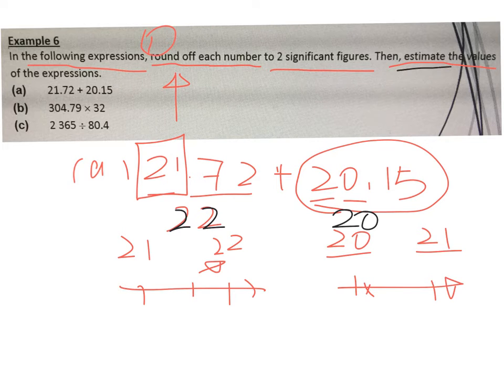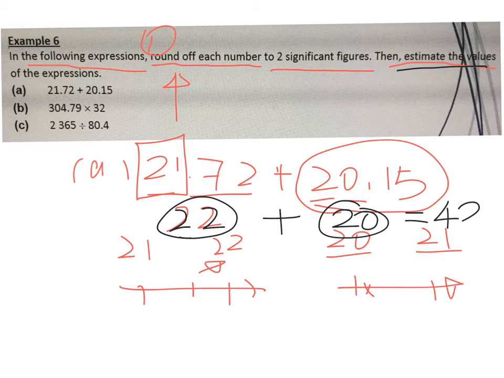And then we need to estimate the values. After the round off, we have 22 and 20, so we add them together. The number should be 42.